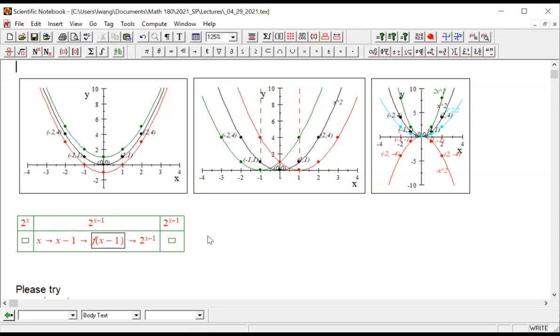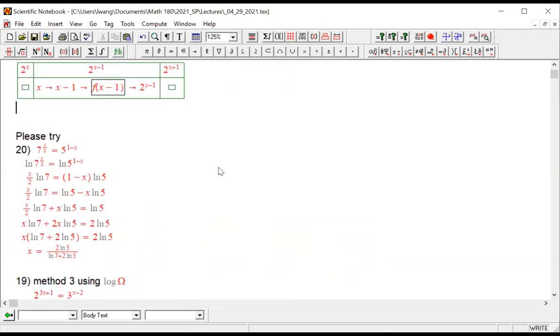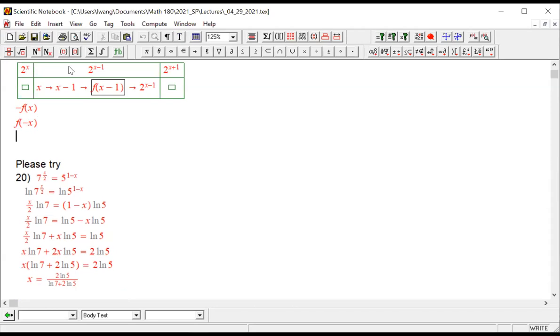There are 2 reflections I wish to work with you, because I want you to see those forms. I want you to see the function. One is negative of f of x, and the other one is f of negative x. Are they different or are they the same?